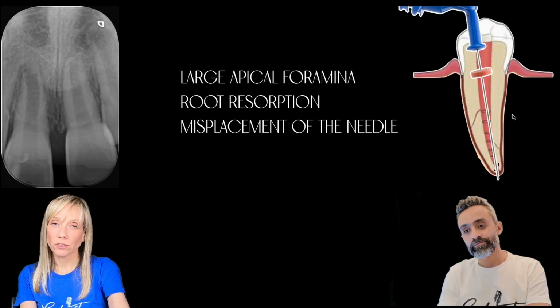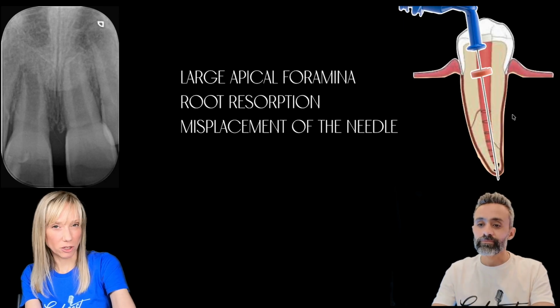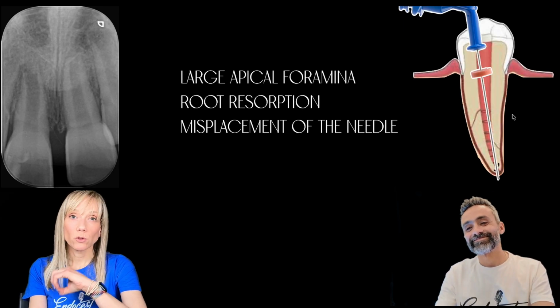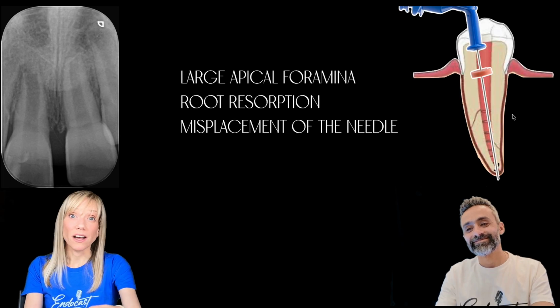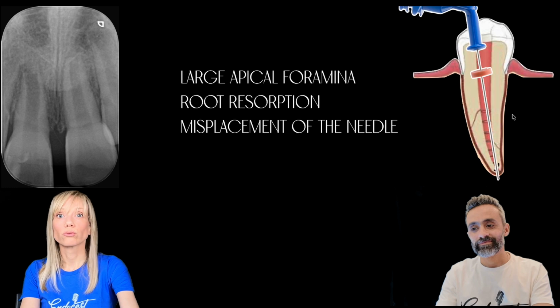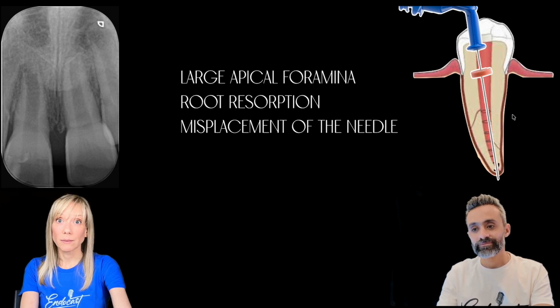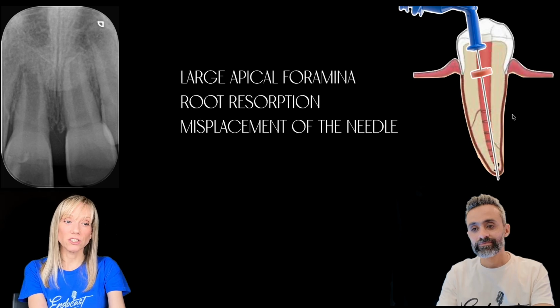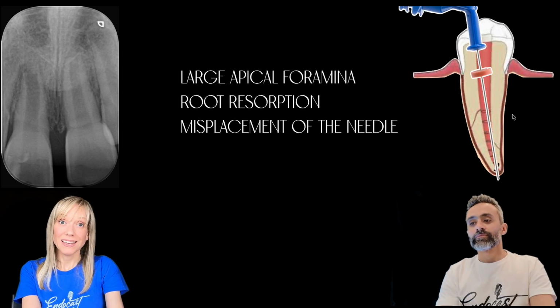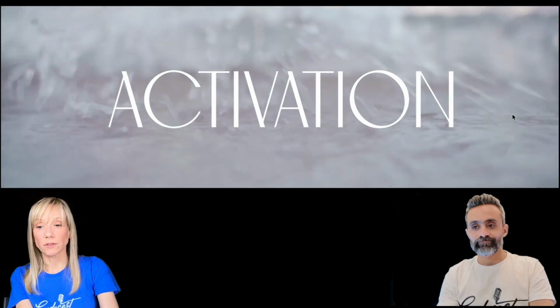Yeah, and preventing extrusion is particularly important, and we will discuss maybe in another episode about this. But we need to be aware of the risk factors, such as large foramina, or root resorption, or an incorrect positioning of the needle, because improper irrigation is not just ineffective, it can be dangerous. And if there's one concept that really changes the game, it's activation. Yes.